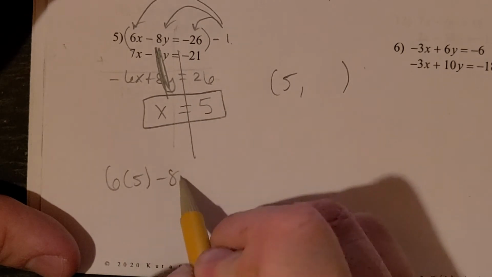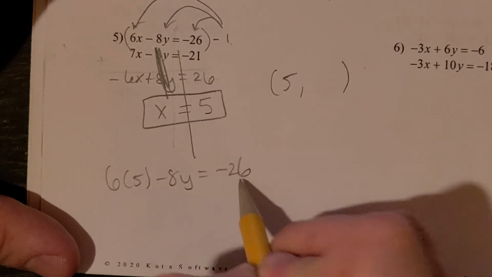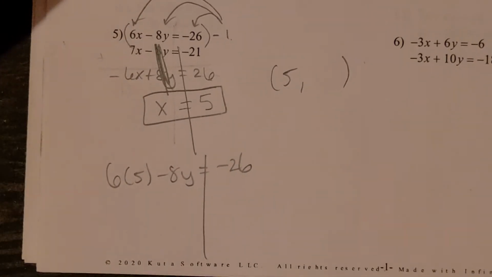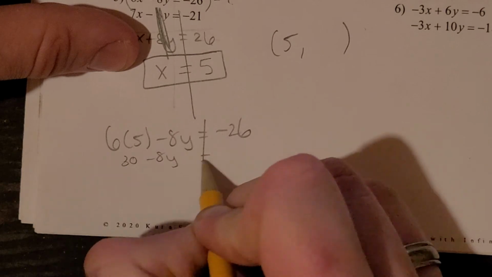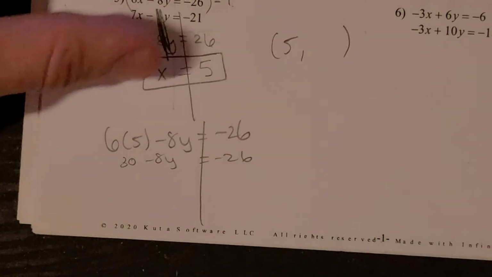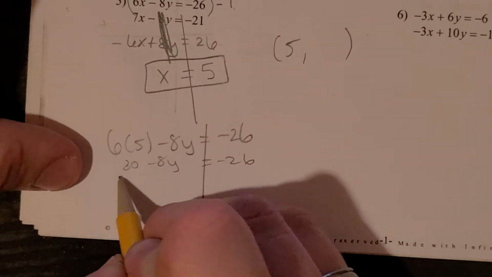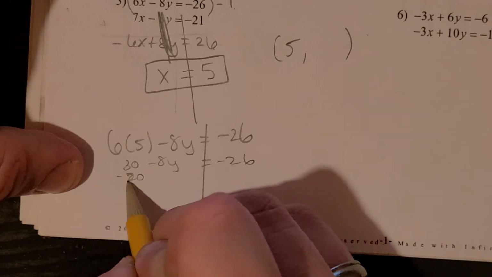6x minus 8y equals negative 26. And then we solve. 30 minus 8y equals negative 26. This is a 2-step equation.